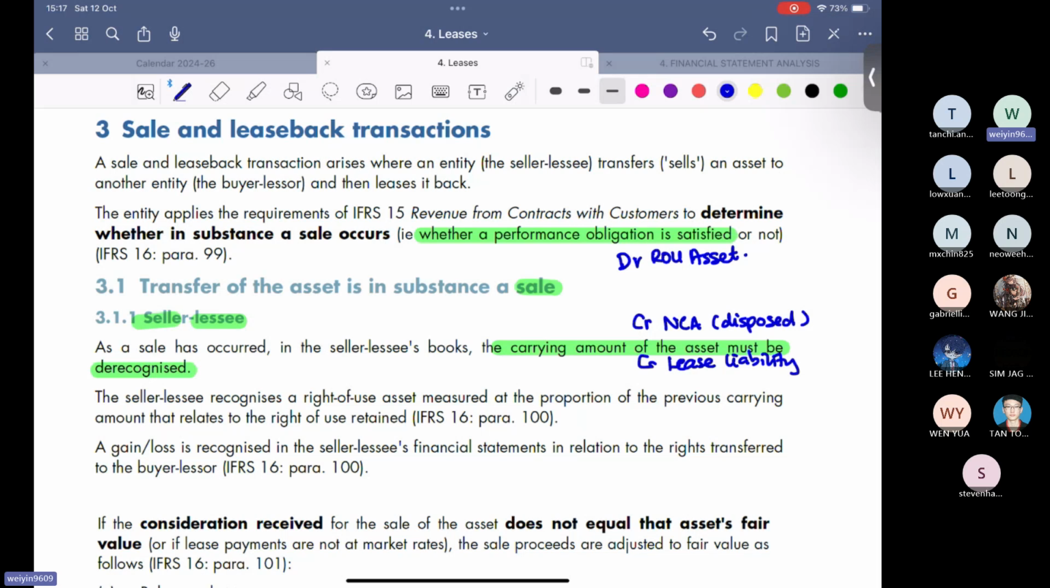So when you dispose, you may debit cash or bank or receivable, sorry. Then when your account cannot balance, you will debit or credit any gain or loss which is related to the rights transferred. Right? Rights transferred. So that is the thing that you need to know. Formula, we see later on.